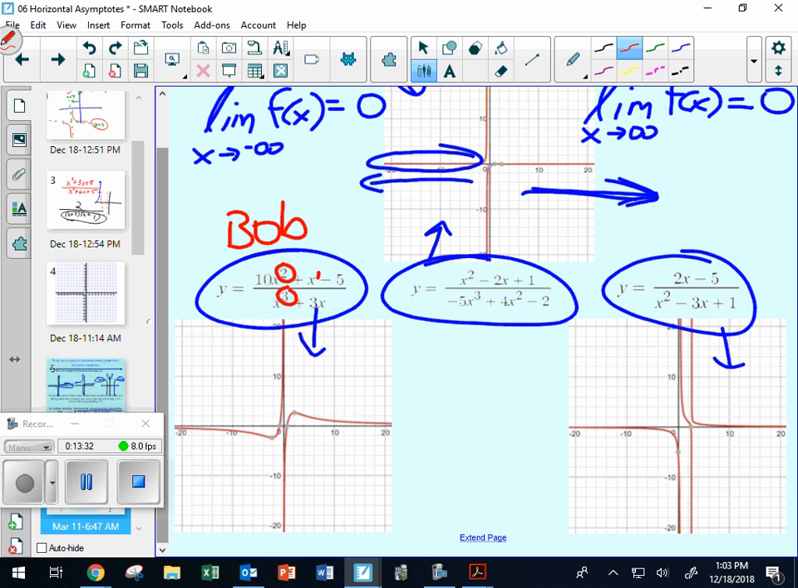All right, so notice these, all 3 of them are bigger on the bottom. It's about the degree. It's not about the lead coefficient. That's different. It's about the degree. All right, so let's step back and just talk about degree for a minute.